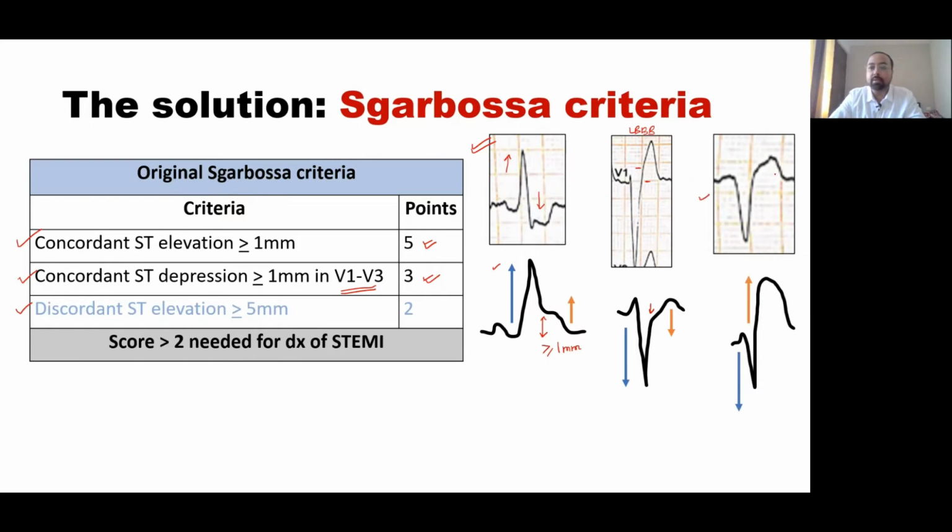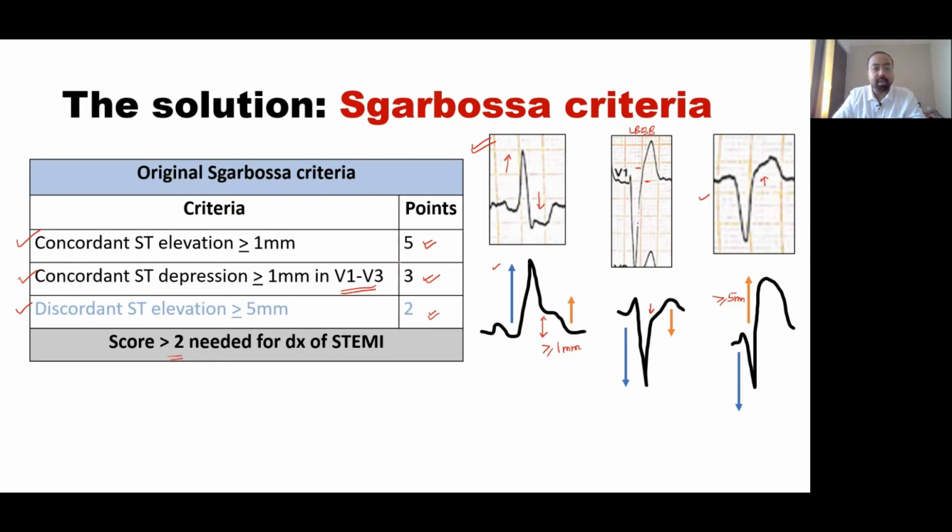Now, in any other lead, if we do not consider just V1 to V3, if there is a negative QRS complex, there is expected to be some amount of ST elevation. But if there is a disproportionately high amount of ST elevation, which as per the original Garbosa criteria was at least 5 millimeters, then it was considered to be abnormal. But it was given only 2 points. And if the patient had a score of at least 3, that is more than 2, it was used for the diagnosis of ST elevation myocardial infarction.